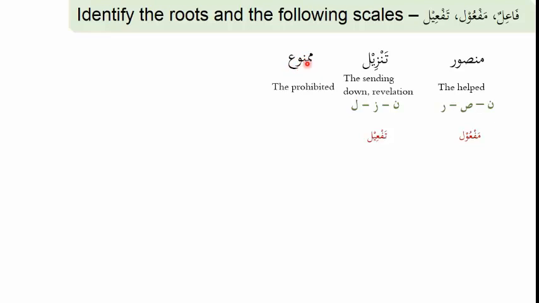Mana'a would therefore be the asl, because this is an additional meme. Meme, noon, and ayn would be the asl, and it would fall on the scale maf'ulun. Maf'ulun. So work on it. Come on, let's get this one now.